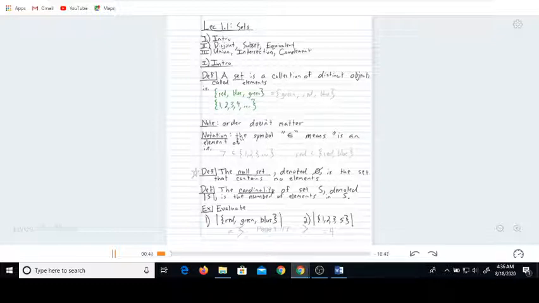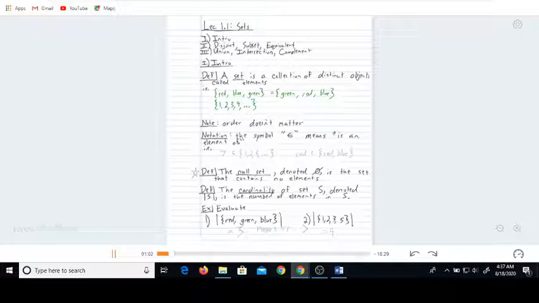So as you can see, we have finite sets and infinite sets. And just know that order doesn't matter. So the set of red, blue, and green is the same thing as the set of green, red, and blue. More on equivalence later on in the lecture.